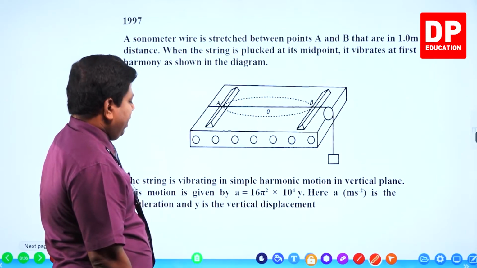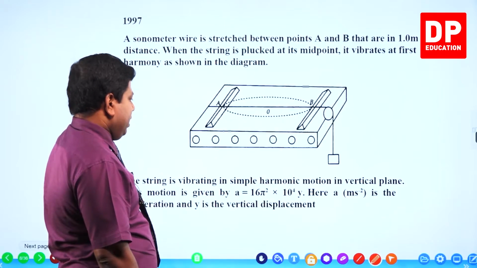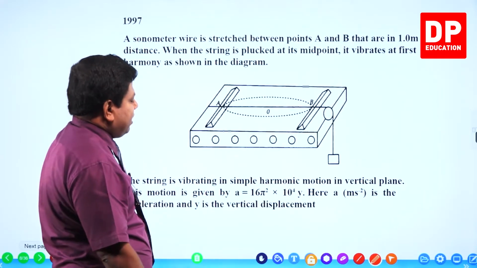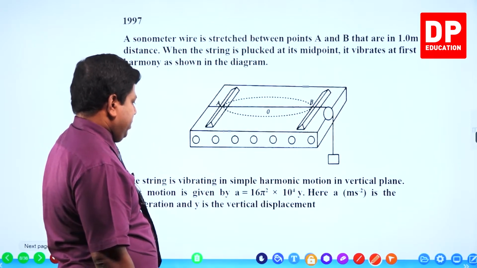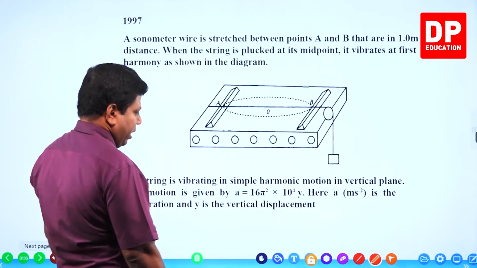This motion is given by a = 16π² × 10⁴ y. Here a is the acceleration and y is the vertical displacement. Okay, a is the acceleration, y is the vertical displacement. Alright.